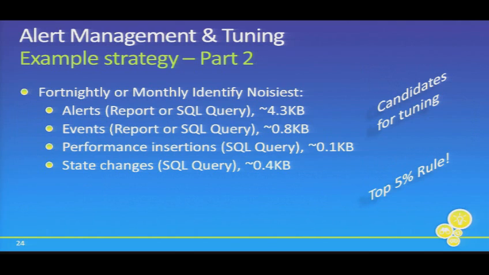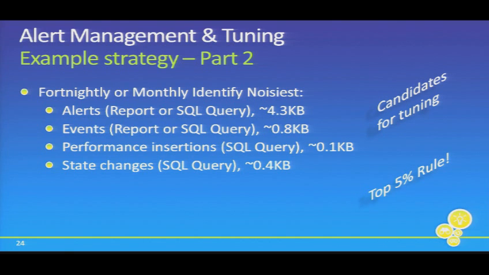So this is part two, and we recommend that you identify in each one of these four areas the top candidates for tuning on a regular basis. These are not the only areas that you can consider. Others might include something like discoveries or property changes. But these four would be a great start.